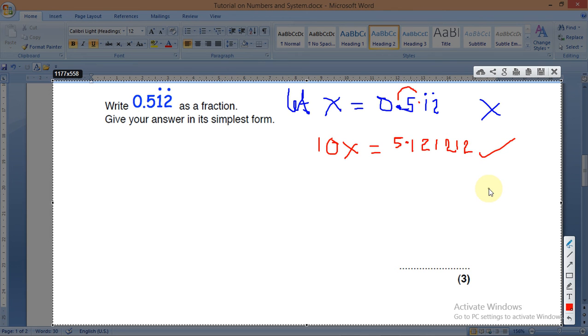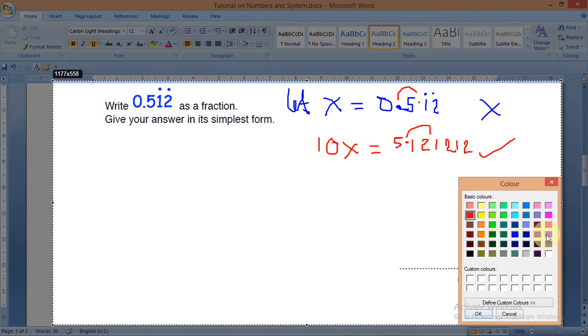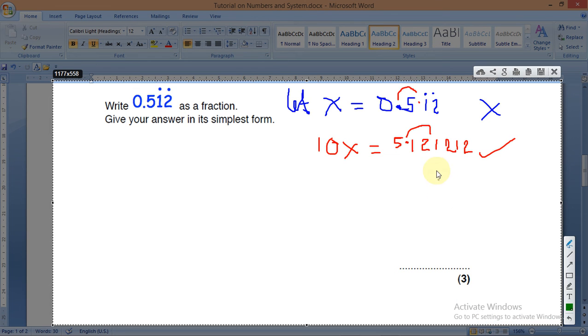I need one more equation because I need to take away. So the next recurring digit is 1. So I can move this one down here now. Let me change my color again. Let me use green now. So this point should be here now. To move this decimal down here, that is 100 because 2 digits. So you are multiplying this one by 100.